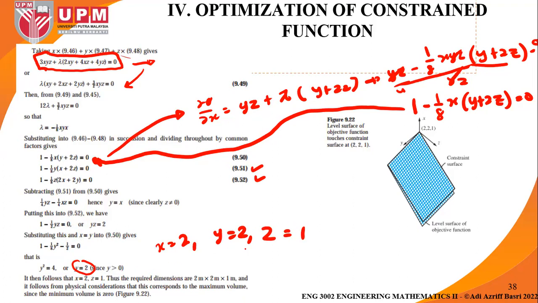So when we put it in the main equation, the dimension is x, y, z. So automatically we know your x is 2 meter times 2 meter for your y times 1 meter for your z. And following the physical consideration, the minimum value is 0. Because this one is higher than 0, we know this one is a maximum value, because the minimum volume is 0.